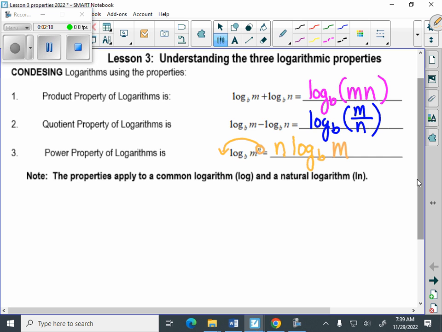Just as an aside, I do use it sometimes, but not all the time. It doesn't matter if we're dealing with log or we're dealing with ln. Common logarithm with the base of 10, natural logarithm with a base of e. These same properties apply.